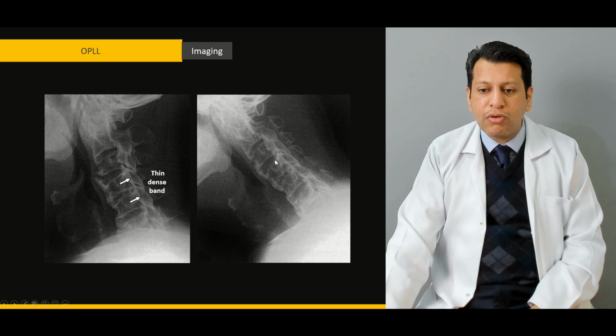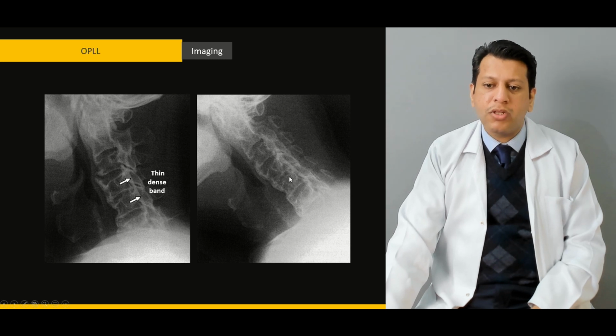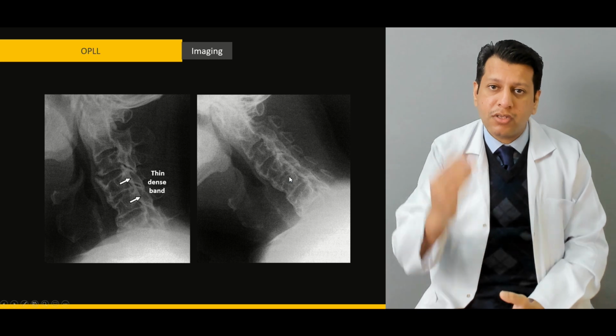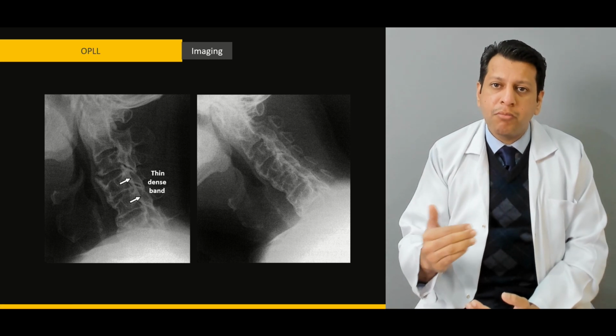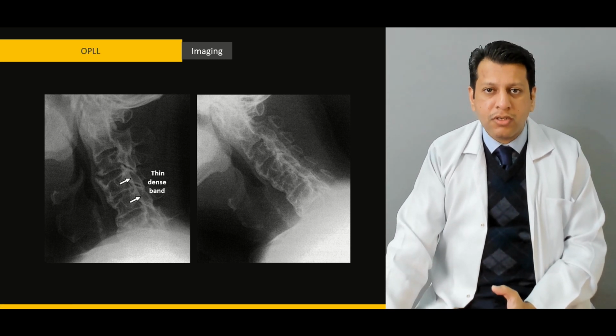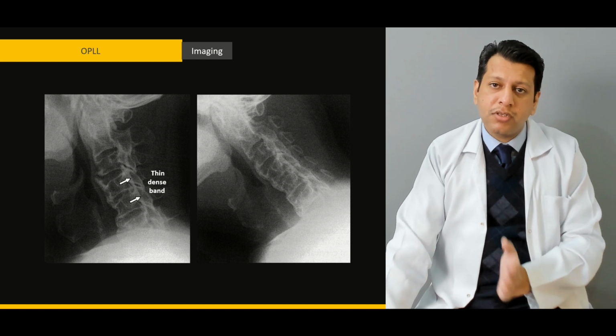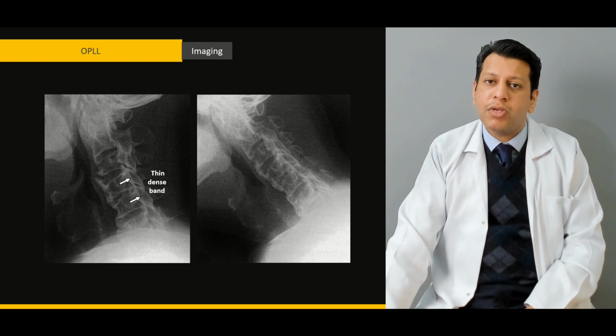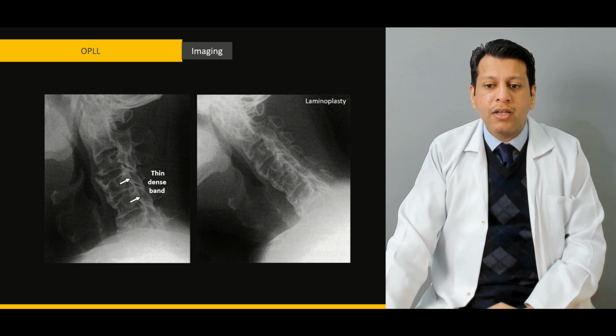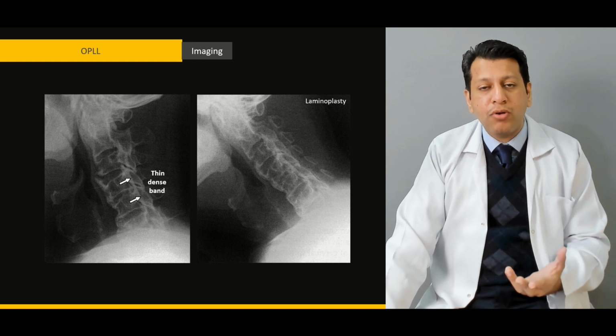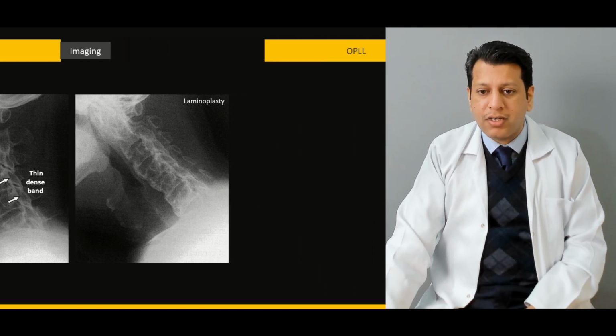Now, this is another diagram in which this is a continuous pattern. Then there are certain segmental areas as well. This is a mixed type pattern, in which there is a continuous band in the upper segments, but in the lower segments certain segments may have sparing, and in other segments the ossification of PLL may be present as well. For this, you may have to go for laminoplasty or laminectomy at certain times.